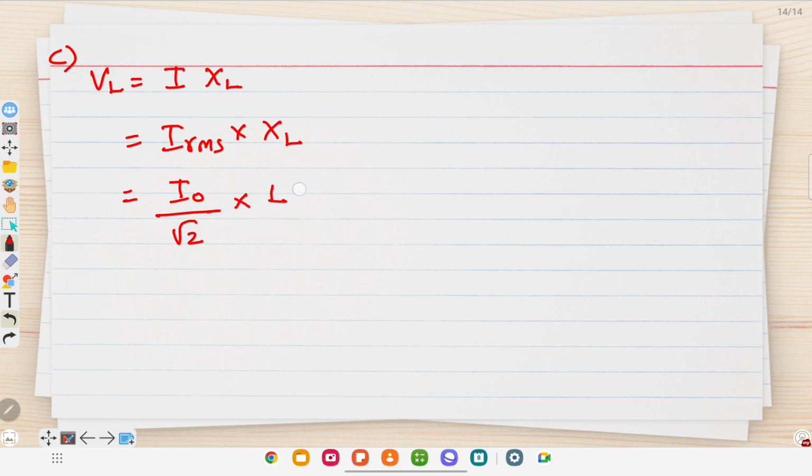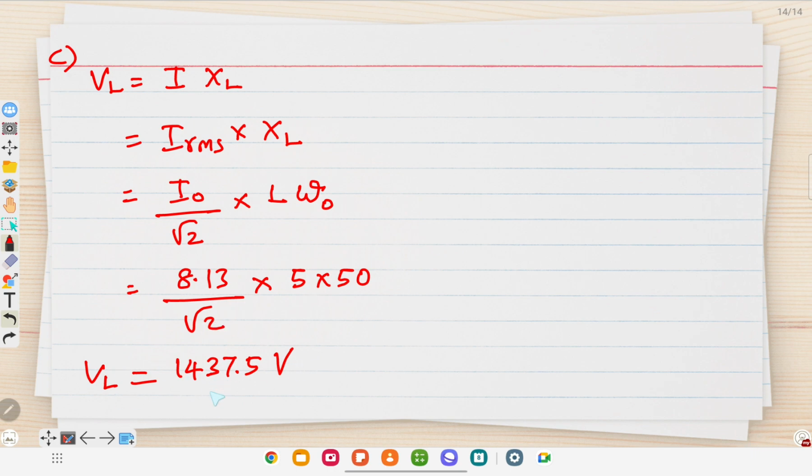And similarly instead of XL you can write L omega naught. So now it's a direct substitution. You can go for the direct 8.13 which we already found, into L value is known, which is 5 Henry, and omega naught is also already found, which is 50 radian per second. It's just a substitution, so you'll get the answer. If you calculate, the answer for voltage across inductor will be 1437.5 volt.